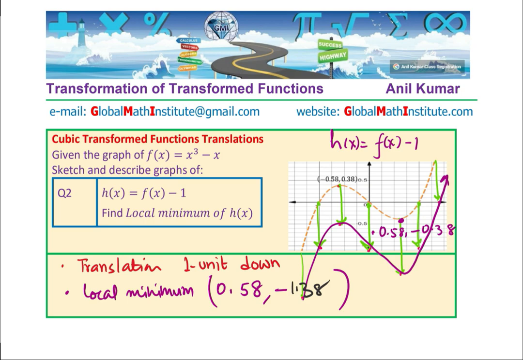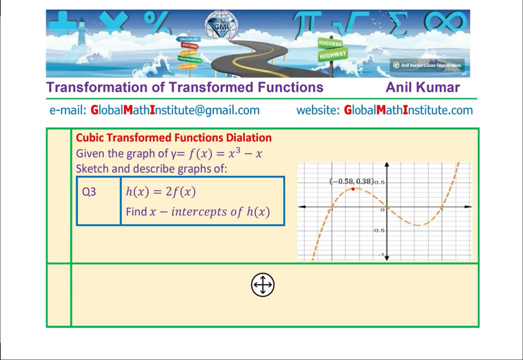Now let's move on to question number 3 and 4. We're talking about the vertical stretch. From this particular graph, you can see how the h of x will be. Twice f of x means the graph is vertically stretched by a factor of 2.